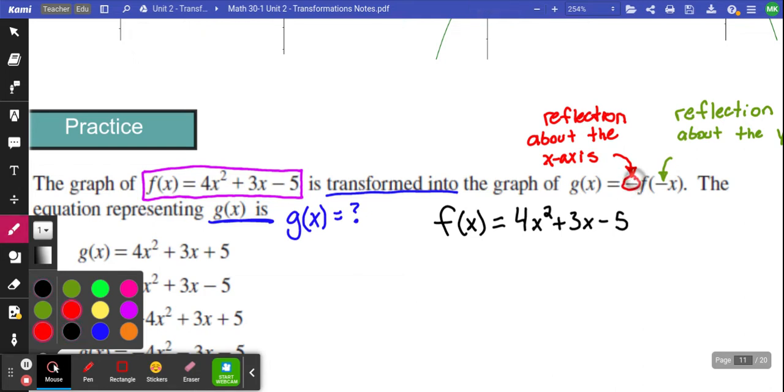This negative means take your function, 4x squared plus 3x minus 5, and multiply that whole function by negative. That's what the red negative is doing. It's taking the entire function and it's putting a negative in front of it. Bueno?